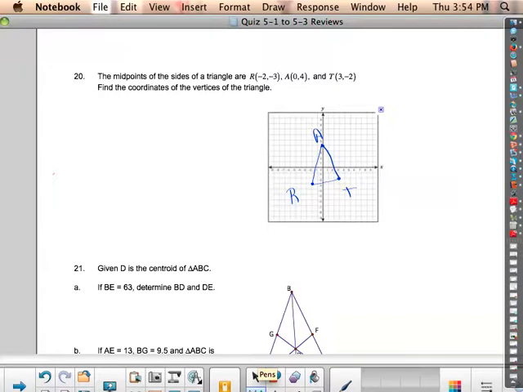Now remember, these are the mid-segments because these are the midpoints of the sides. So what you have are the mid-segments, and you are looking for the vertices of the triangle. This takes into consideration that you know that the length of the third side is parallel to and twice as long as the mid-segment. So if we look at RT, and we look at the slope of RT, the slope of RT is 1/5.